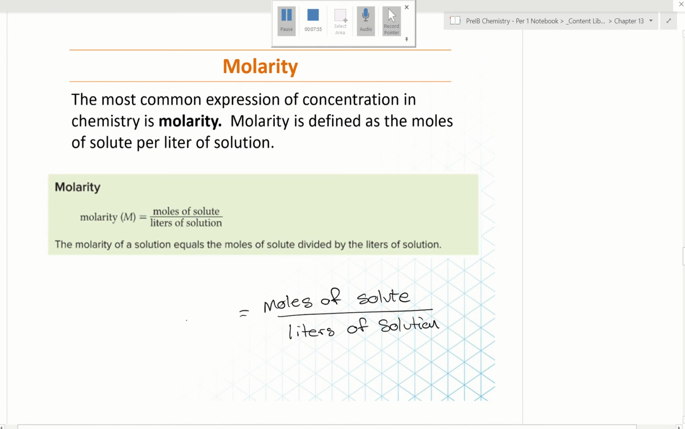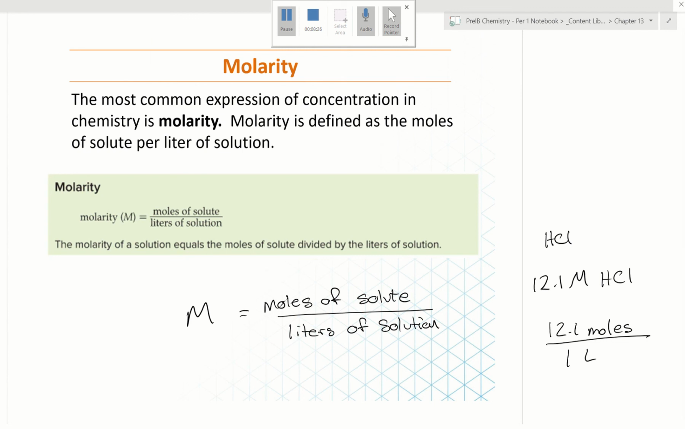We're going to say this equals molarity, which is symbolized by big M. So if you were to get a stock bottle of a chemical in the lab, you might have like HCl, and it would be 12.1 M HCl. So this M is molar, which means there's 12.1 moles per 1 liter of solution. So if I were to pour out a liter of that, I would have 12.1 moles of HCl in that volume. So that's what molarity means.